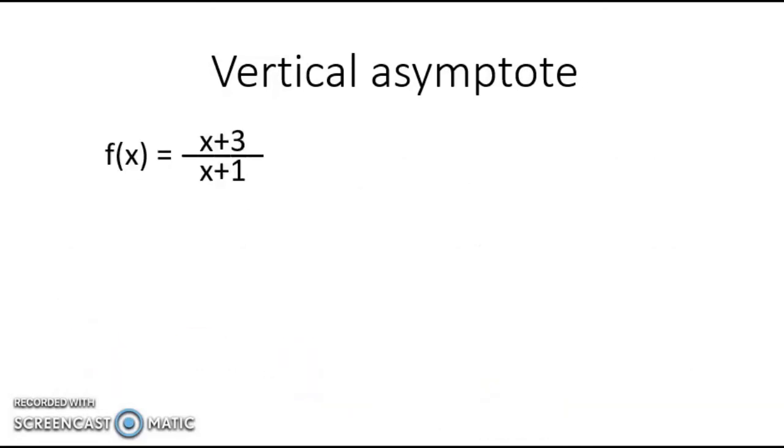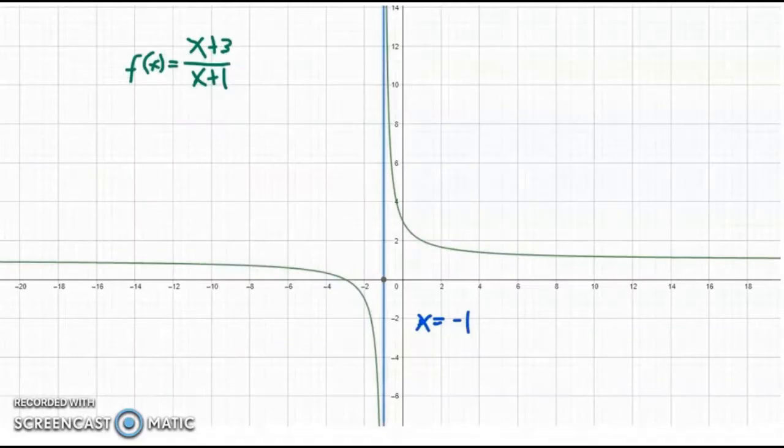Example, f of x equals (x plus 3) over (x plus 1). Look at the denominator. Okay, equate the denominator with 0. So x plus 1 equals 0, and x is equal to -1. So x equals -1, that's the vertical asymptote of this function. To show you the graph, this is the graph of the function f of x equals (x plus 3) over (x plus 1), and this is its vertical asymptote, the line x equals -1.